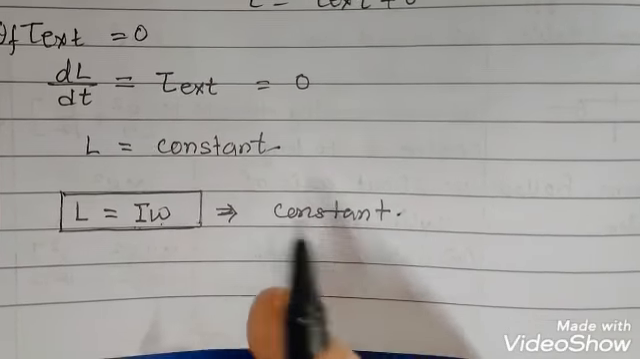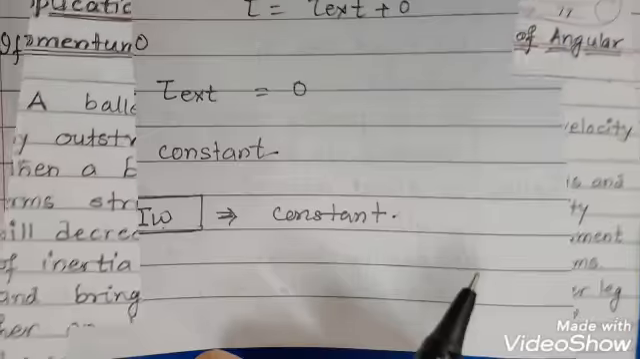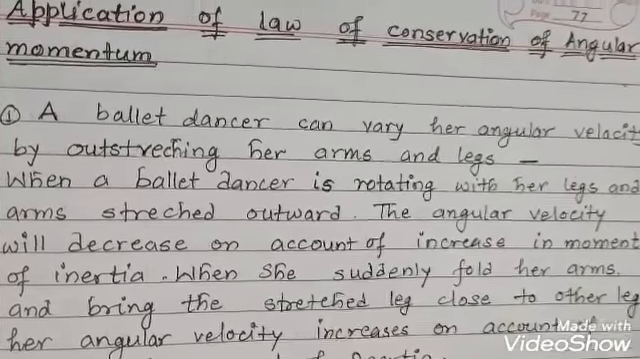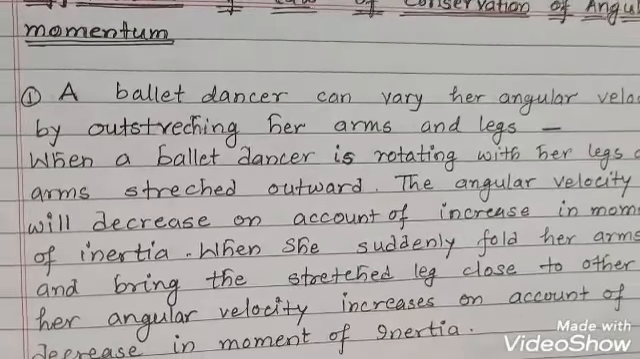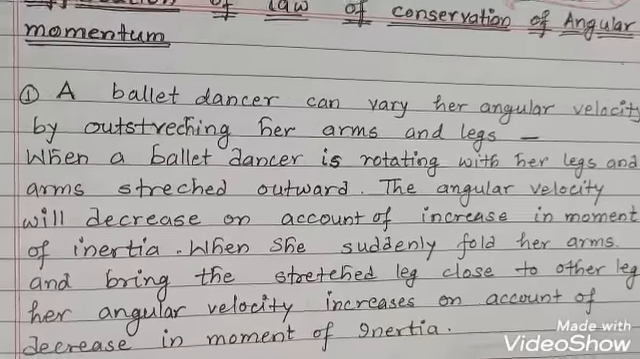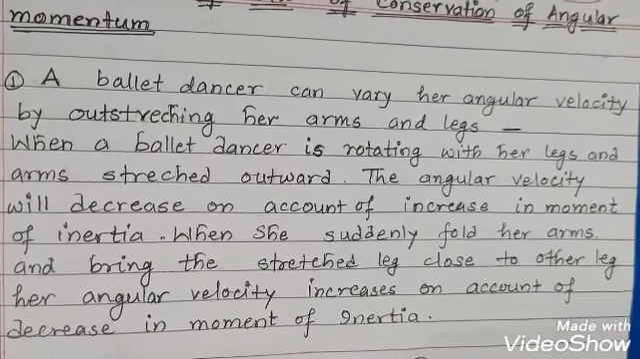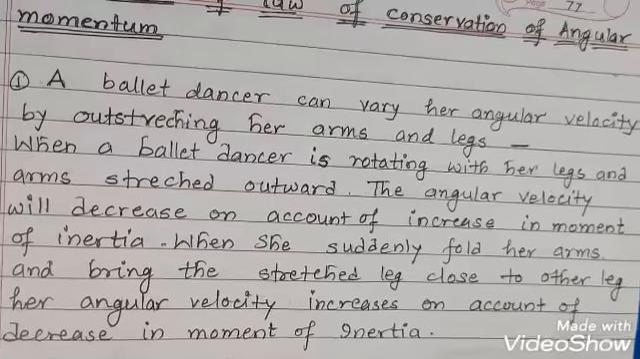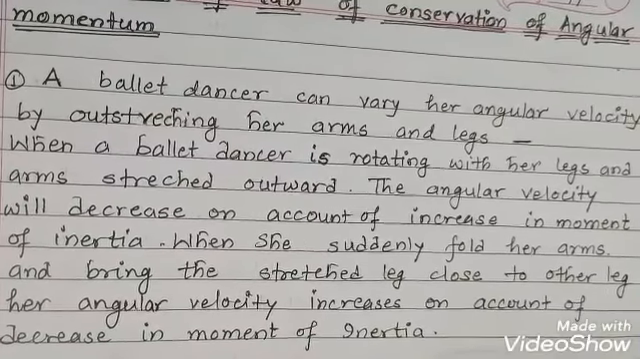We'll see that in the next part. Now we'll see applications of the law of conservation of angular momentum. The first application is that a ballet dancer can vary her angular velocity by outstretching her arms and legs.